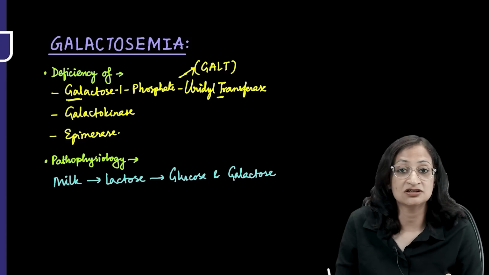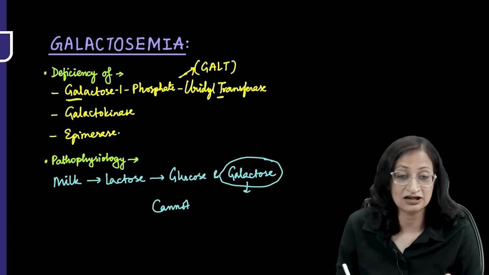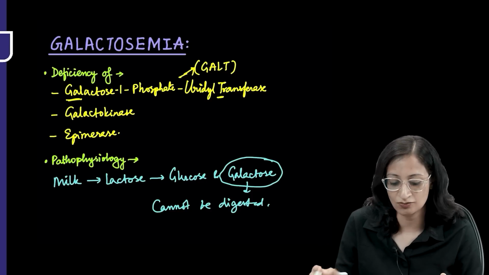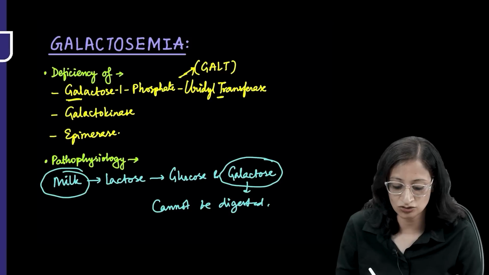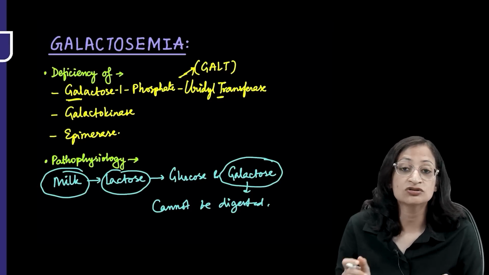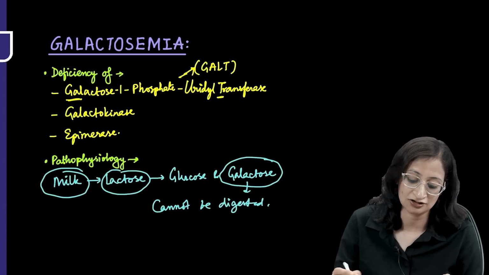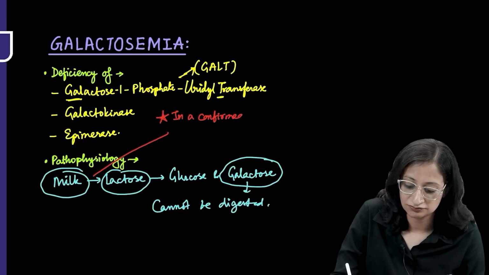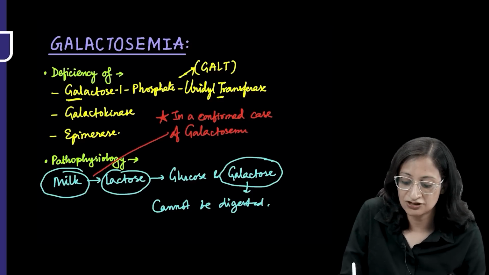Now, what is the problem in these individuals is they are not able to digest this galactose. It cannot be digested in galactosemia. So, galactose and its toxic metabolites will get accumulated in the body and you will get various manifestations. Basically, any form of milk or lactose containing products are contraindicated in a confirmed case of galactosemia. So, this is one of the very few conditions in which even breast milk or breastfeeding is contraindicated. So, in a confirmed case of galactosemia, even breastfeeding is contraindicated.